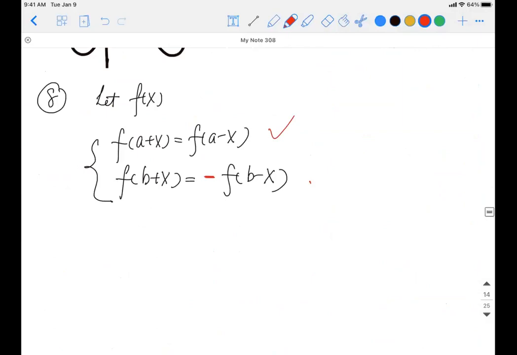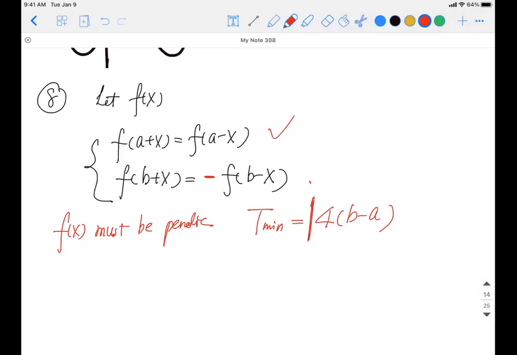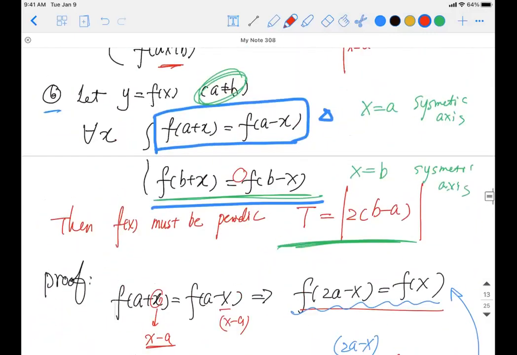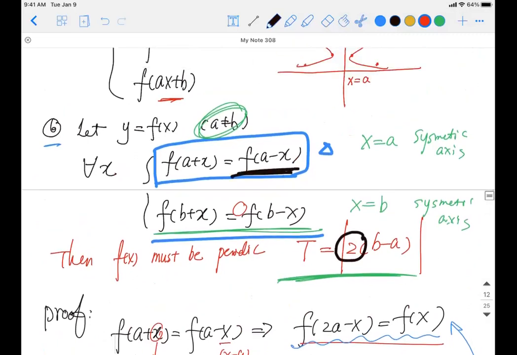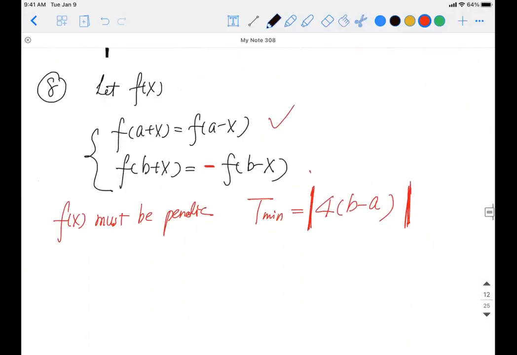If that's the thing, f(x) must be periodic, and the minimum positive period will be 4 times |b minus a|. Take an absolute value. Okay, check the difference. Previously, this is what? This is 2(b minus a), if you have two symmetric axes, aka the second one is positive. However, if you switch the second one into negative, this is going to be exactly the same thing, but it goes to 4 times (b minus a).